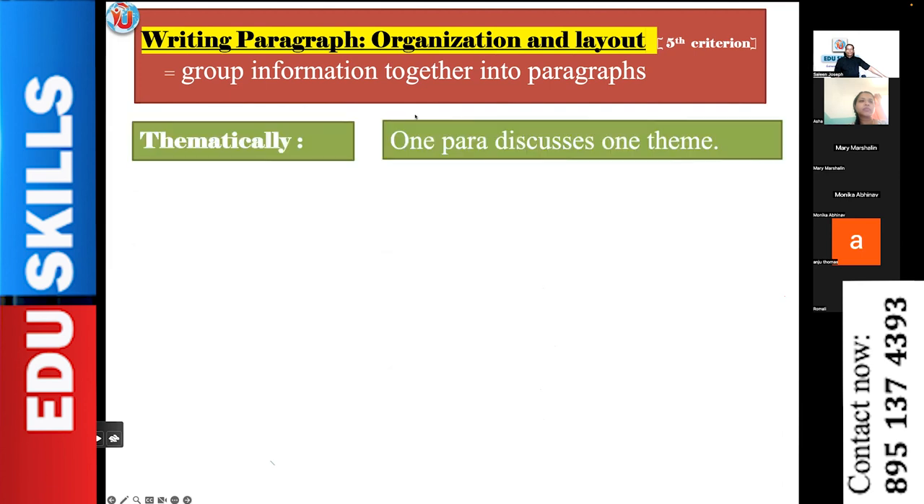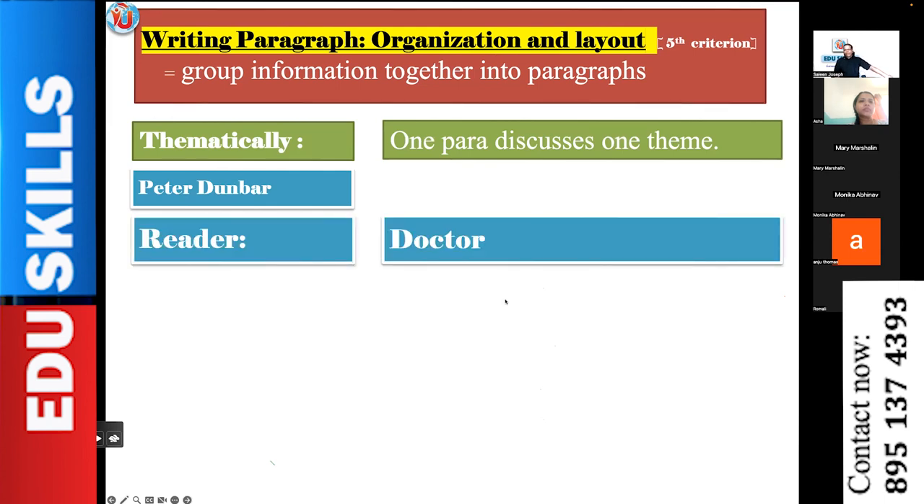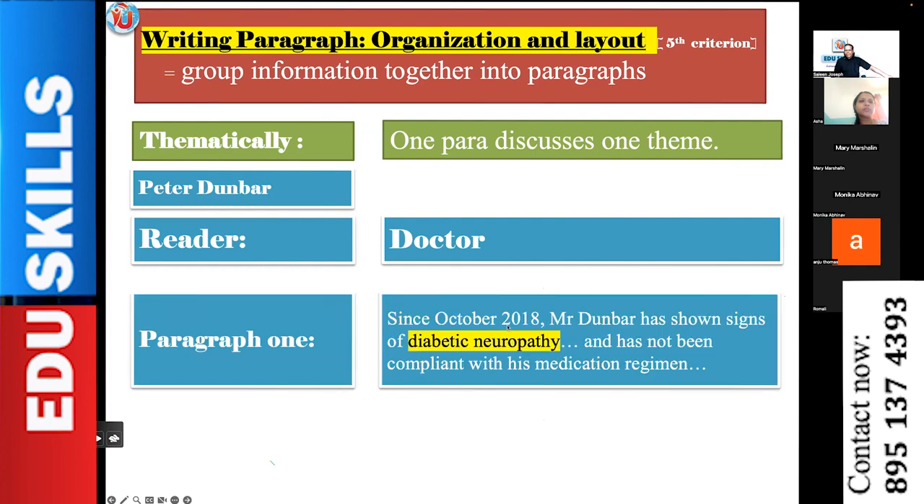Now, writing paragraph organization and layout, you group information together thematically. Thematically means one paragraph discusses one theme. For example, Peter Dunbar, you have seen. Reader is doctor, paragraph one: since October 2018, that is the introductory phrase, Mr. Dunbar has shown signs of diabetic neuropathy and has not been compliant with his medication regimen. Now you see, we say thematically, but the date is mentioned here. But you are not giving prominence to the date. The controlling idea, if you remember, is diabetic neuropathy. The theme dealt with in this paragraph is diabetic neuropathy, and the paragraph will explain only about diabetic neuropathy: investigations, results, medications, compliance, management, all those things.